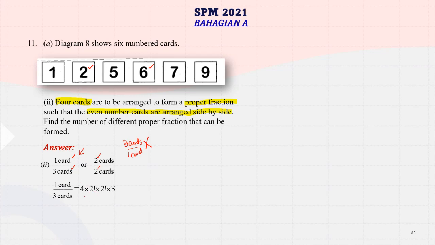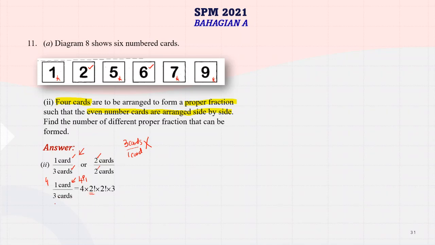So 4 card tu represent apa? Because 1 card ni hanya untuk nombor odd. Nombor yang ini 1, 5, 7, 9. 4 options. That's why ini adalah 4 lah kan? 4 atau 4P1, ataupun 4 lah. Okay, kalau 3 cards ni kenapa 2 factorial?